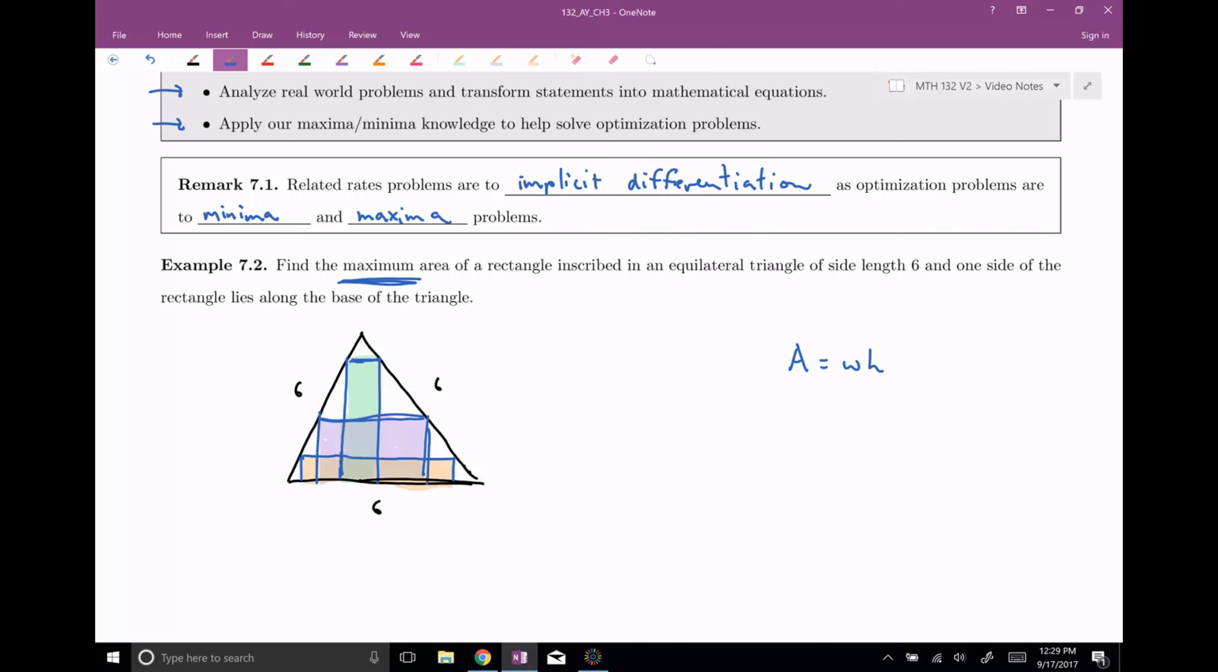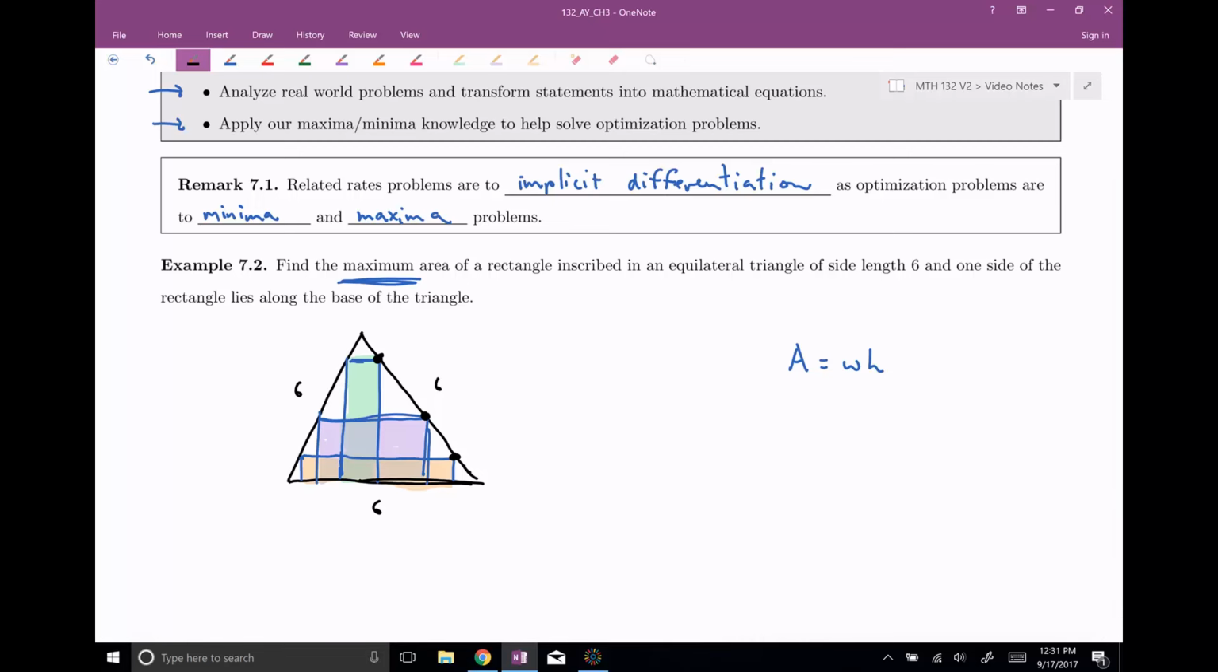So somehow I have to use the fact that these rectangles are not just any old rectangles, but rectangles that are stuck inside of this equilateral triangle with side lengths 6. In order to do this, I want to recognize that if I give you a specified width, the height seems to lie on this nice straight line. So maybe width and height are related to each other by a straight line.